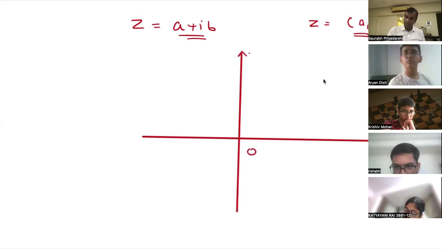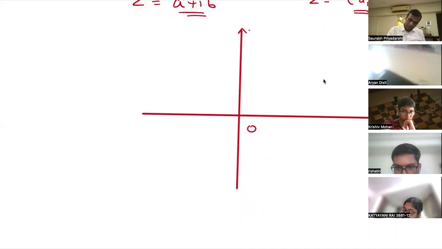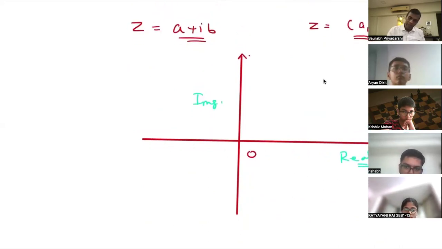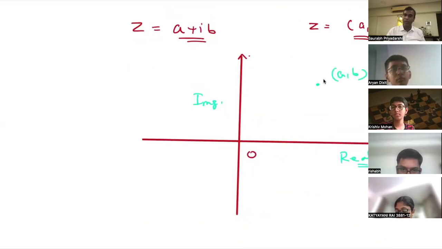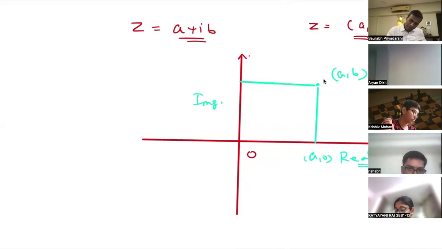Cartesian form means this is 0, as we said, (0, 0). This is the real part. This is the imaginary part. And any complex number Z is here. So this is called (A, B), right? This is called the ordered pair. This real point is (A, 0). Imaginary is (0, B). Okay, everyone?